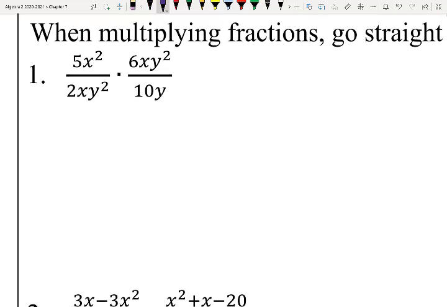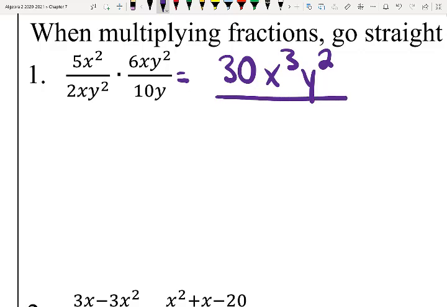So for number 1, if we're going to multiply straight across, coefficient times coefficient, 5 times 6 is 30. For my x values, x squared times x to the first gives me x cubed. And then I just had that single y squared, so it's still going to be there. Down below, 2 times 10 is 20. X is just the 1, so x times y squared times y is y cubed.